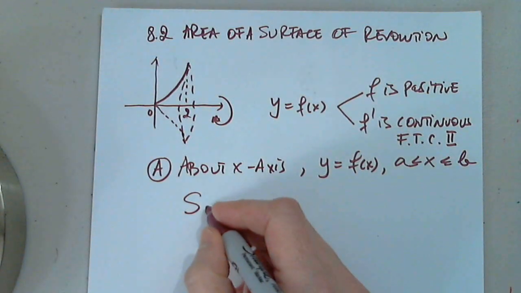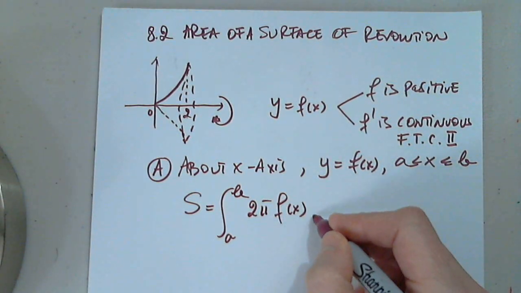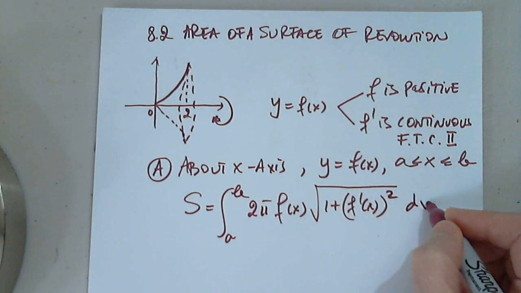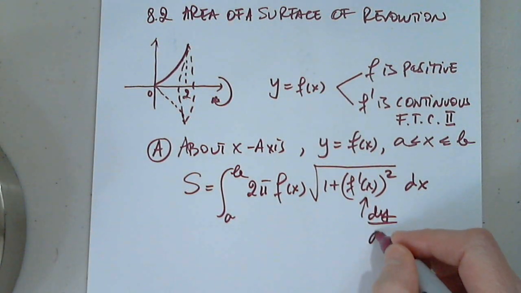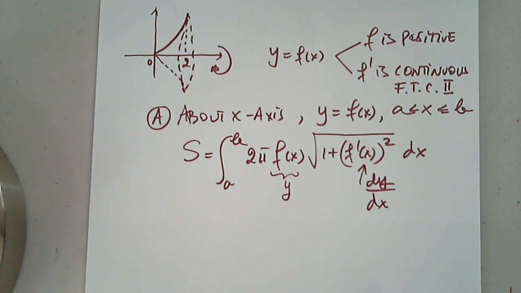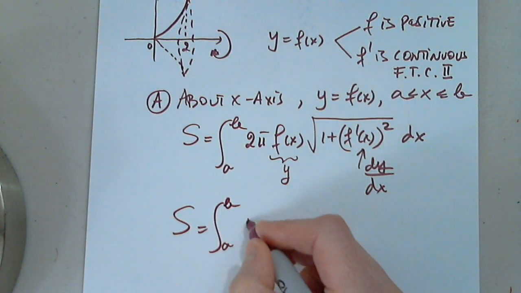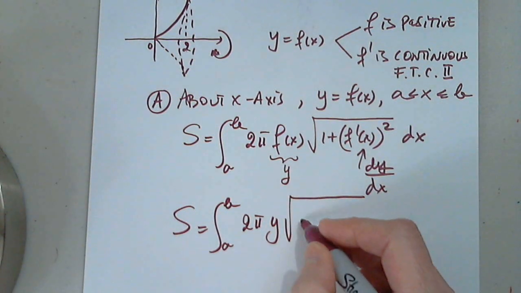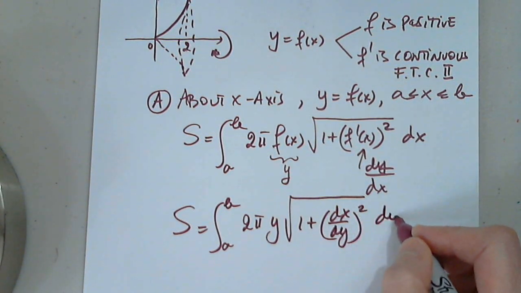Okay, so the surface area will look like the integral from a to b of 2 pi f of x times the square root of 1 plus f prime of x, squared, dx. Of course, we can replace this by the Leibniz notation dy over dx. Then f of x becomes simply y, and we have s equals the integral from a to b of 2 pi y, and we are integrating this time with respect to y, of the square root of 1 plus dx over dy squared, times dy.